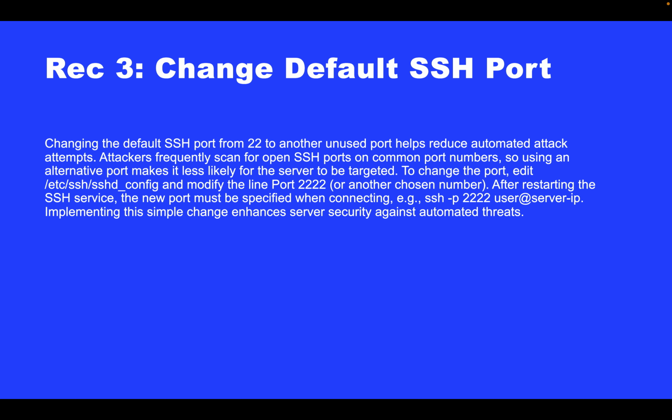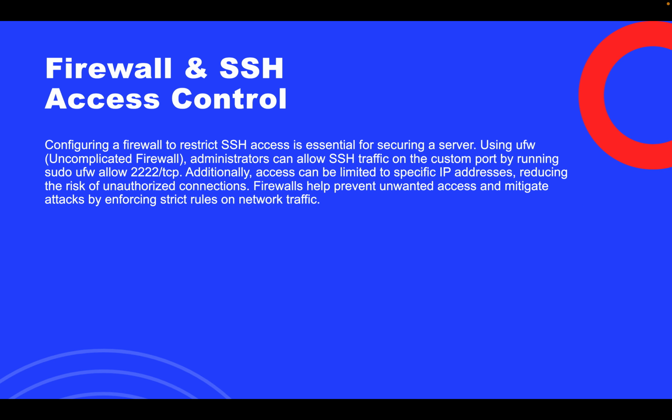To change the port, edit the config file and modify the line Port 22 to 22222 or another chosen number. After restarting the SSH service, the new port must be specified when connecting, whatever the port number is. Implementing this simple change enhances security against threats.